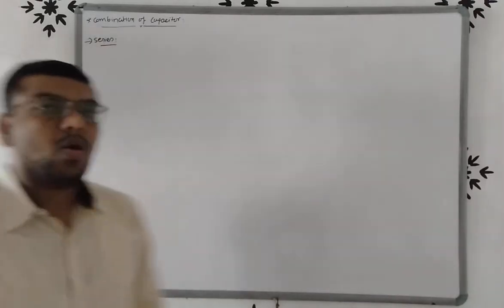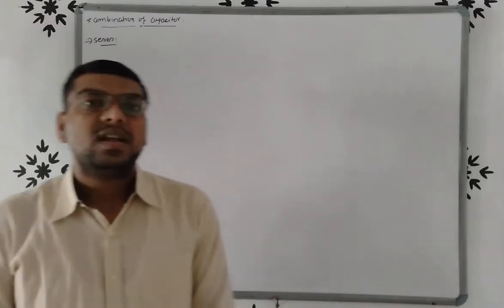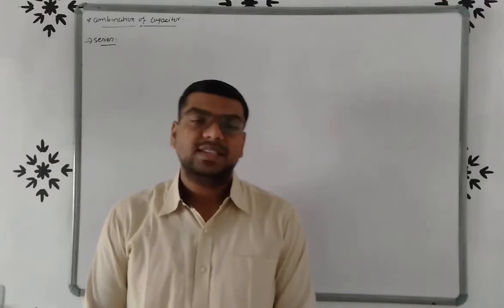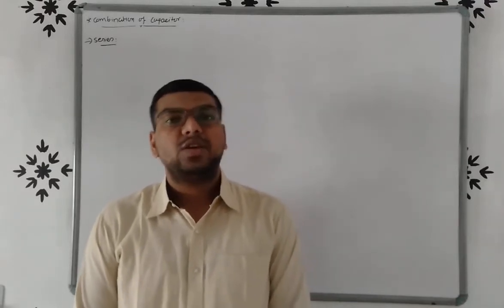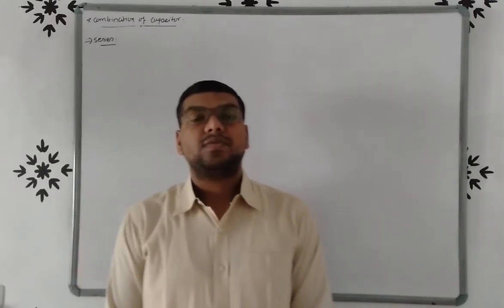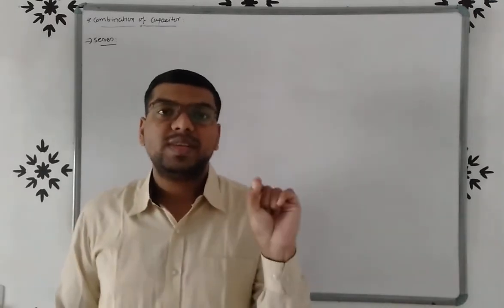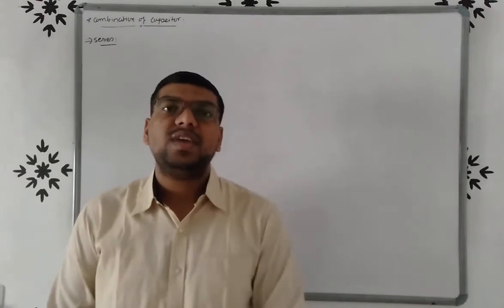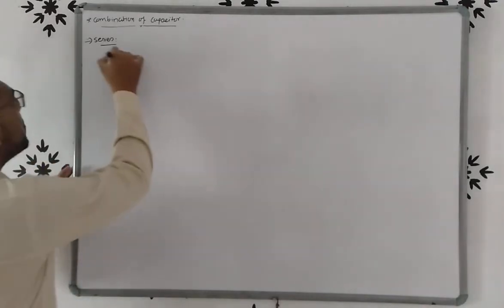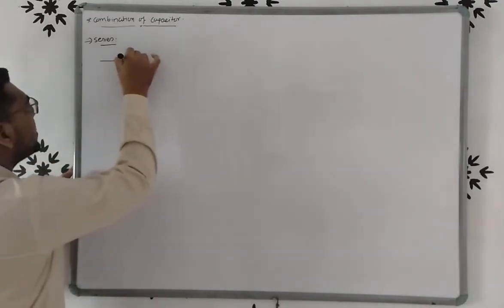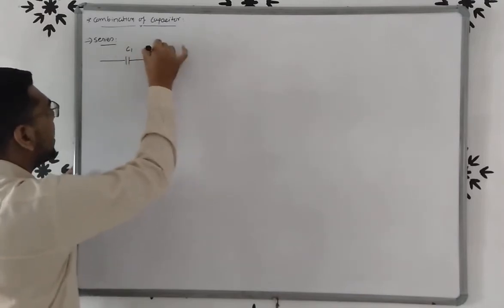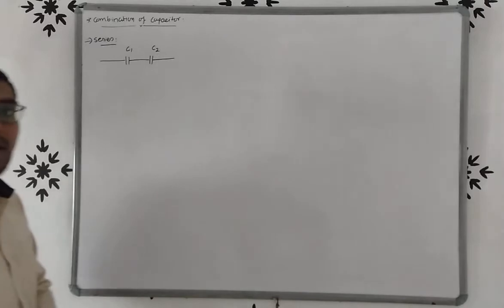the series combination of capacitors. In the last lecture we already derived the formula of capacitance, right? We know the formula Q is equal to CV. So here there are three quantities: Q, that means charge; C, capacitance; and V, potential. In series combination the capacitors are connected like this. This is capacitor C1 and this is capacitor C2.